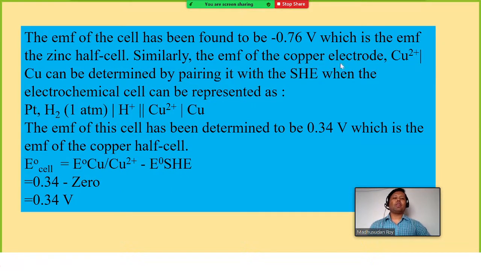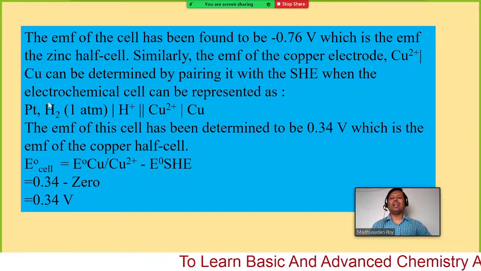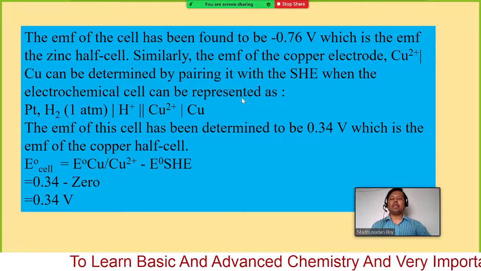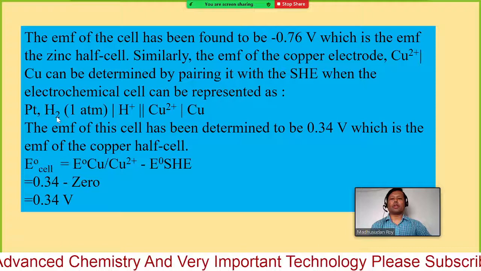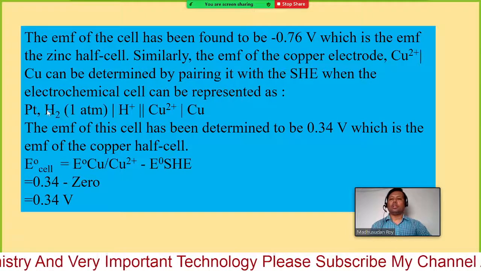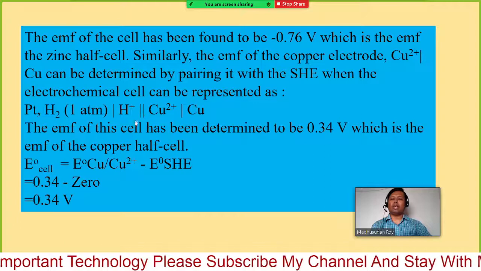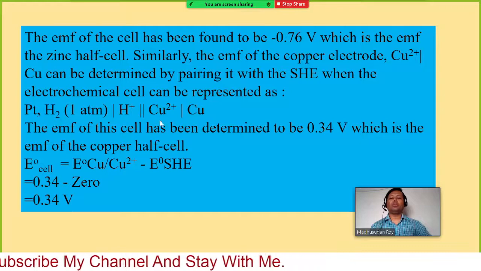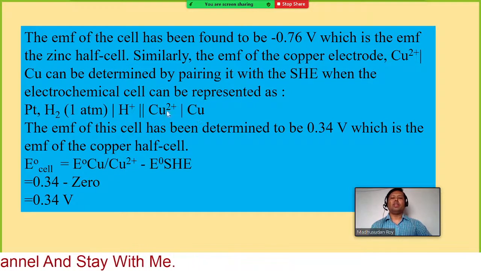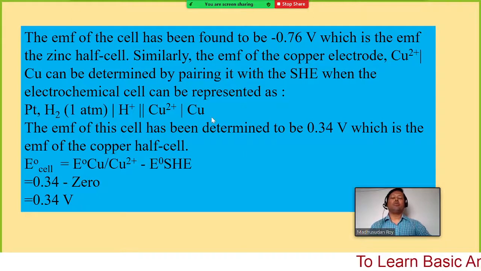Similarly, the EMF of the copper electrode, copper 2 plus copper, can be determined by pairing it with the standard hydrogen electrode, when the electrochemical cell can be represented as follows. So this is our standard hydrogen electrode up to hydrogen ion. If you connect this standard hydrogen electrode to the copper ion electrode, in that case you can estimate the electrode potential of the full cell using the voltmeter.